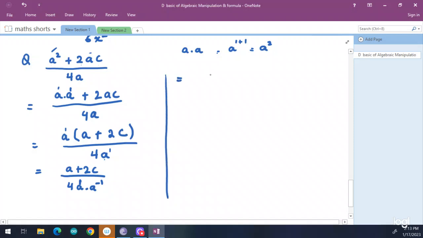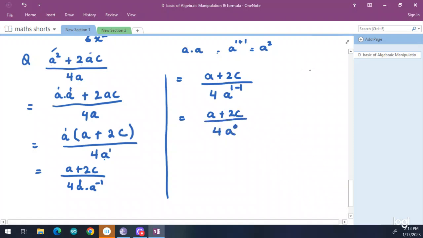I don't know if you are getting my point or not. a plus 2c over, this is 4a, 1 minus 1. 1 minus 1 is 0. 4a to the power 0.